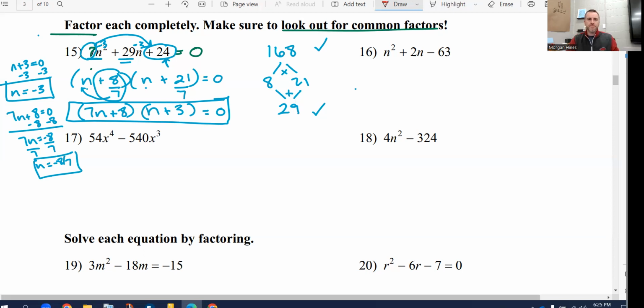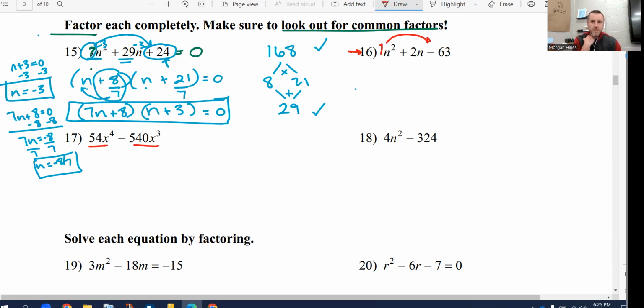Number 17. Number 16 is just like 15, except when you don't have to multiply by anything. So it's 7 times 24 here. It's 1 times -63 here, which doesn't change, -63. So this 16 is easier. 17 and 18 are kind of similar in that there's only two terms here. Okay, so can we factor it the same way?